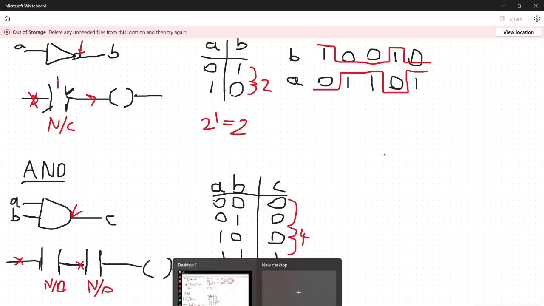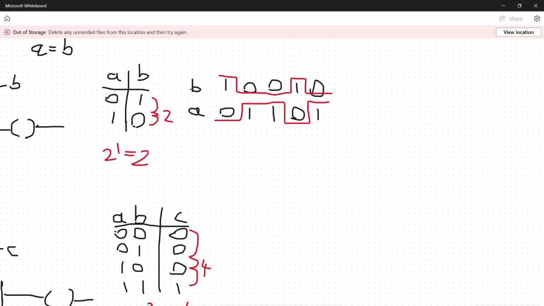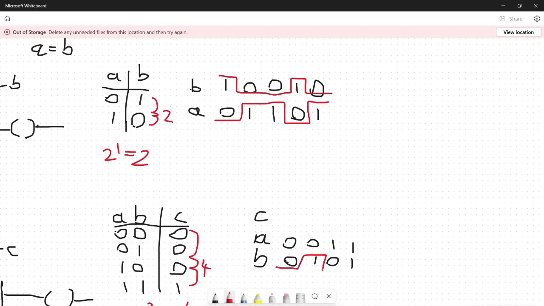Now, let's look at our timing diagram. We're going to redraw this now. We're going to say C is at the top. We're going to say A and B. Now, if A is 0, B is 0, A is 0, B is 1, A is 1, B is 0, this is 1, and this is 1. Now we're going to draw our timing diagrams.